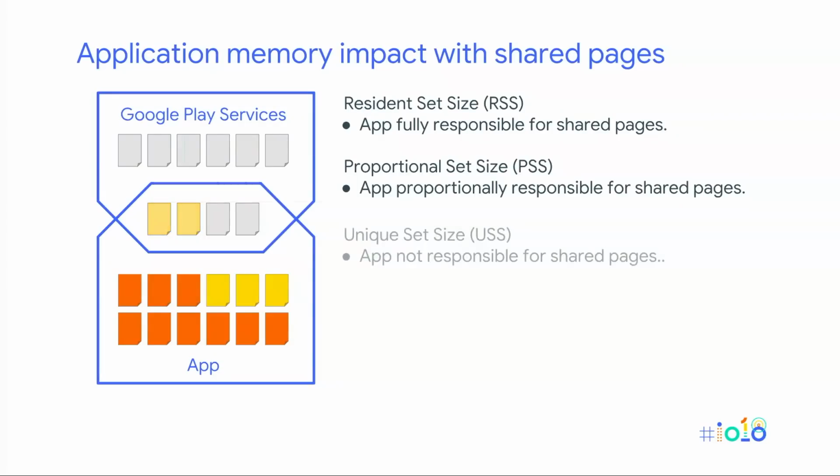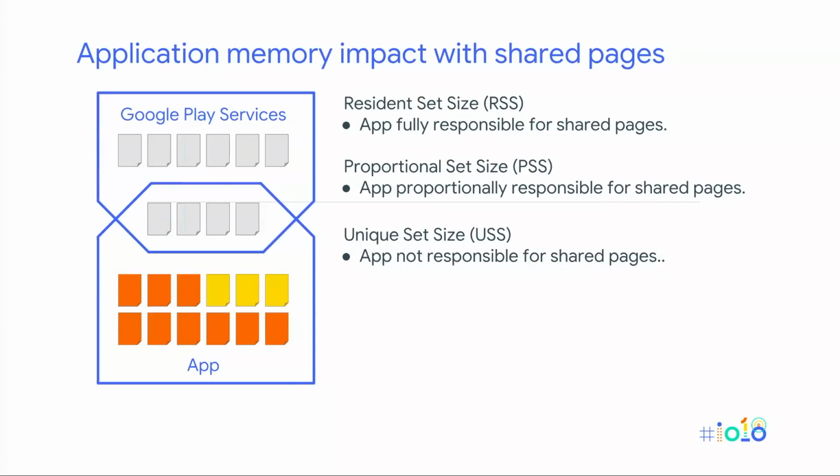And then a third approach you can take is called unique set size, where we say the application is not responsible for any of its shared pages. Now, in general, which approach to take really depends on the context. So for instance, if those shared pages were not being used in the Google Play Services app until your app called into Google Play Services, then maybe it makes sense to say the app is responsible for all of those pages. We want to use RSS.